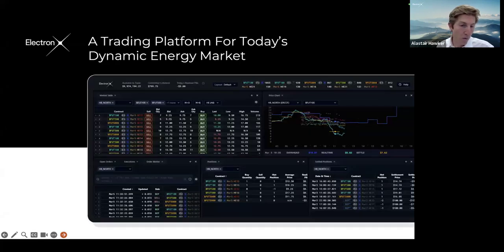We have built a trading platform for today's dynamic energy market. Our accessibility extends beyond the account opening process to a user-friendly trading platform for accessing these hourly contracts, both via a web-based user interface, for example, you can see on the screen in front of you, and an API.